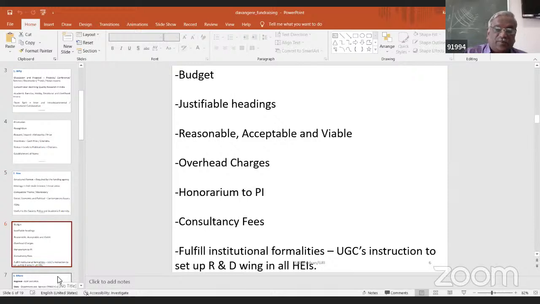So utilizing that opportunity, seizing that opportunity, the individual researcher can submit the research proposal without any hassles at higher educational institutional level.